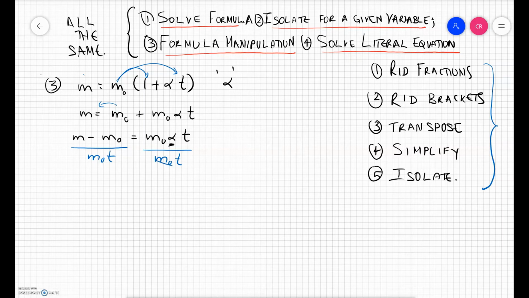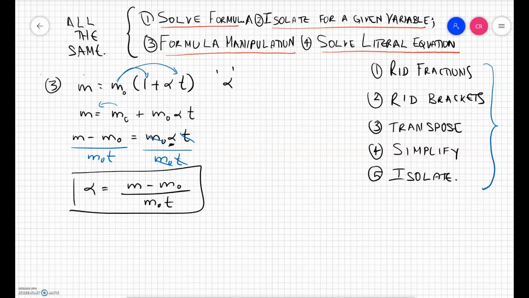So now the m0 goes with the m0, the t goes, and we're just left with alpha equals m minus m0 over m0 t. That's the answer. Now don't be fancy and think you could cross the m0 in the denominator out with that at the top. That could only work if there wasn't this minus sign but a multiplication. Otherwise it's going to be wrong.